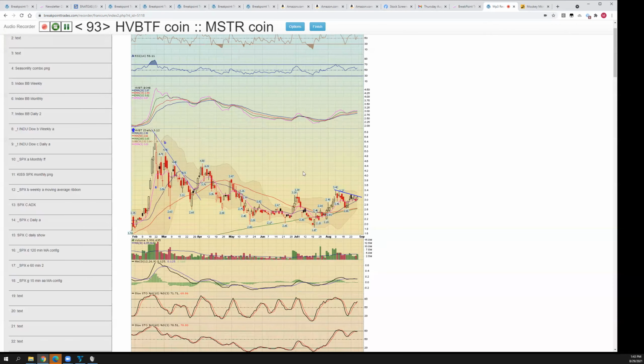Next, chart 93, HVBTF. Here's the setup to monitor. You got a clean trend line right here. If you trigger long, I think you can put a stop right here.